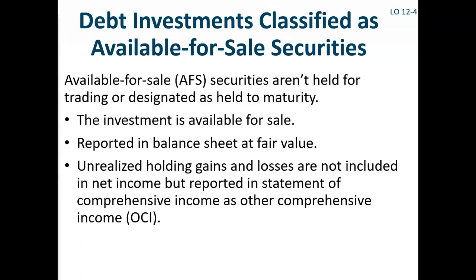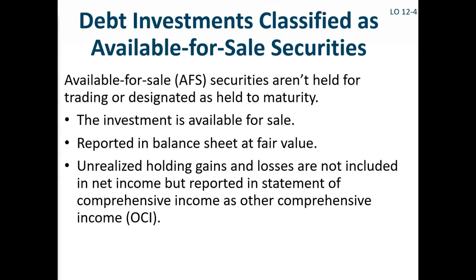But how can we show available for sale investments at fair value in the balance sheet without recording the unrealized gains and losses associated with changes in fair value in the income statement? The solution is to show those unrealized gains and losses in other comprehensive income as they occur, and then only include realized gains and losses in net income in the period in which an investment is actually sold.